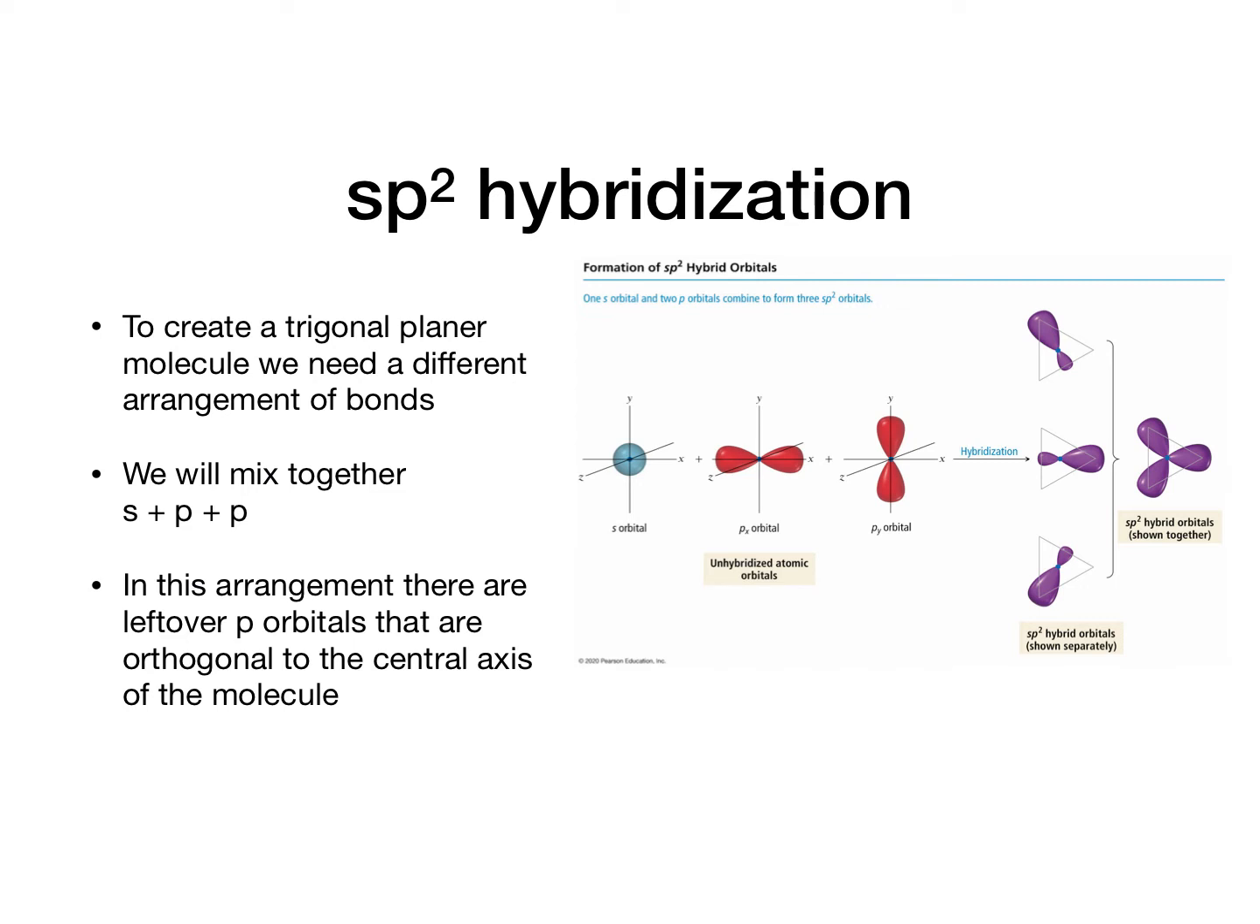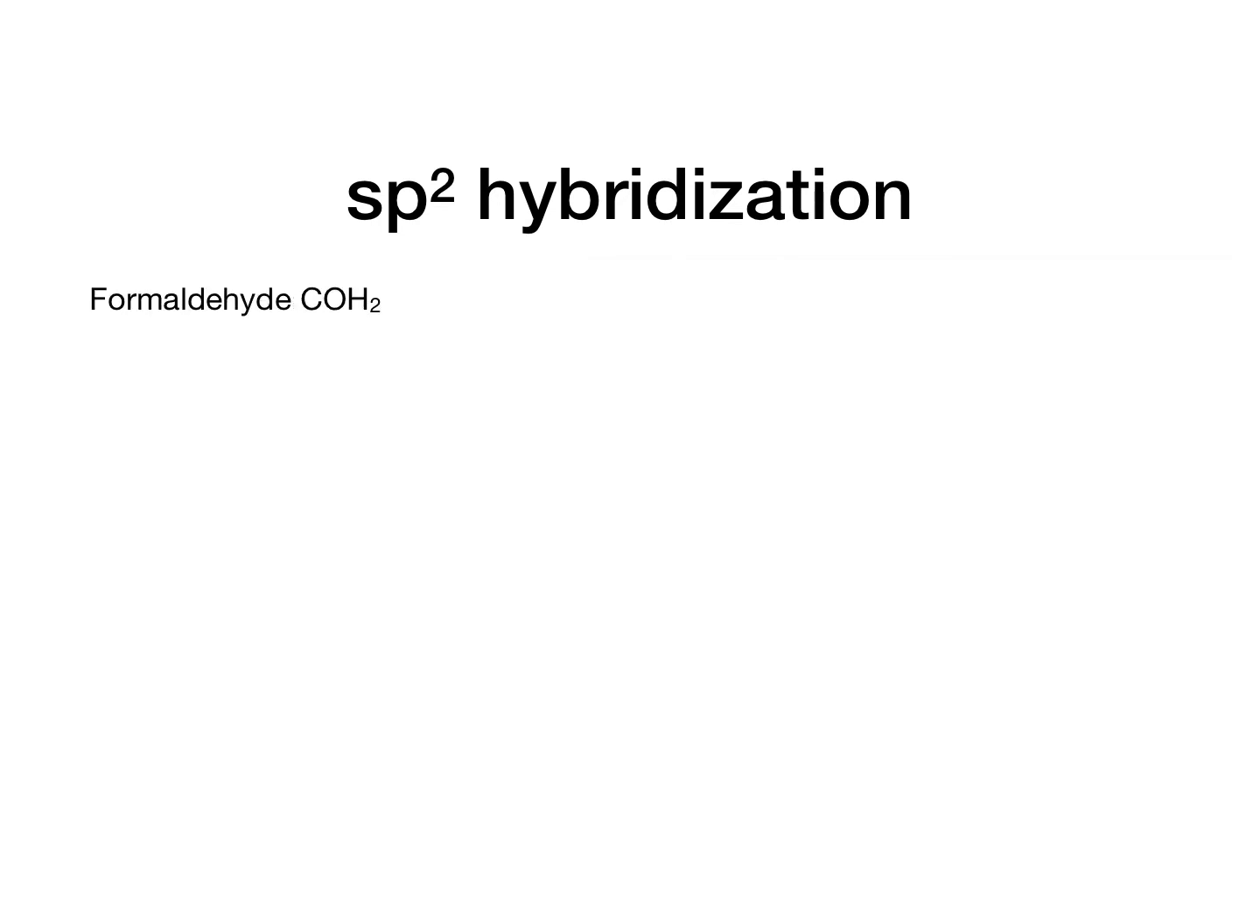So let's look at sp2 or trigonal planar. So we need a different arrangement. In this case, we are going to mix together 1s and 2p orbitals, again, in any shell. And we're going to get 3 orbitals that if you were to draw this yourself here, you would get 3 identical lobes at 120 degrees apart. But what's really important to remember is that there are in fact 3 p orbitals. And so you have a leftover pure p orbital that is orthogonal, which means 90 degrees to the central axis. So let's look at what that means. In this case, we're going to look at formaldehyde, which has a Lewis dot structure that looks like this.